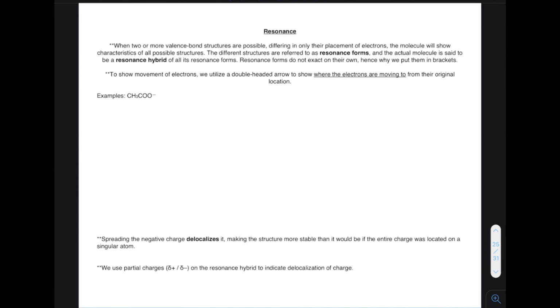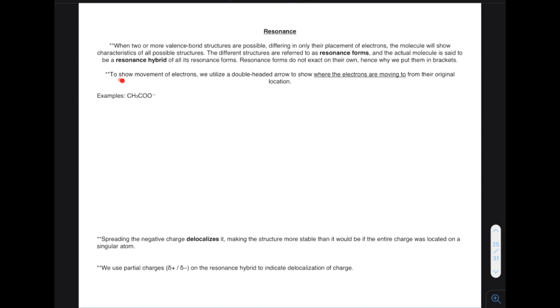So what is resonance? When there are 2 or more valence bond structures possible, differing in only their placement of electrons, the molecule will show characteristics of all possible structures. The different structures are referred to as resonance forms, and the actual molecule is said to be a resonance hybrid of all its resonance forms. They do not exist on their own, hence why we put them in brackets, and I'll show that in a second.